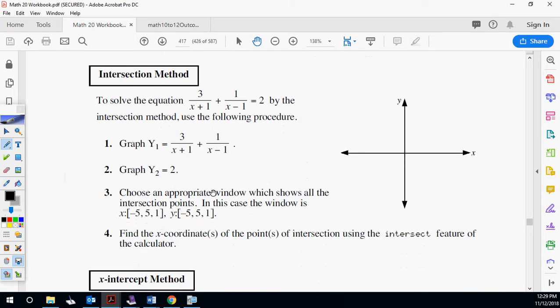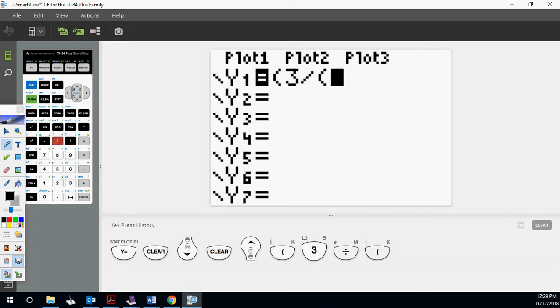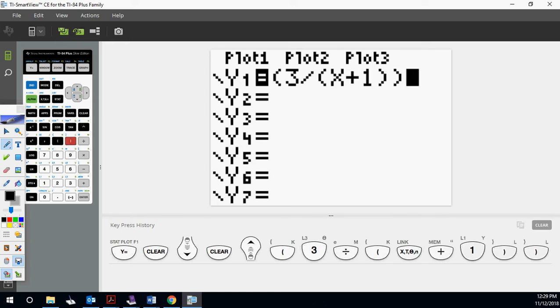So first off, let's use the intersection method. You can follow me here. I'm going to go ahead and do it on the calculator. The intersect method is you put the left side in y1, the right side in y2. In this case, it's very important with these fractions that you use brackets. So I'm going to go bracket 3 divided by bracket, because I want to keep the x plus 1 together. You don't have to on this one, I guess. It's a little over brackets, but more brackets is better than less, I always say.